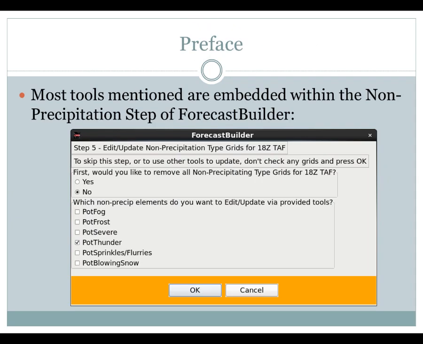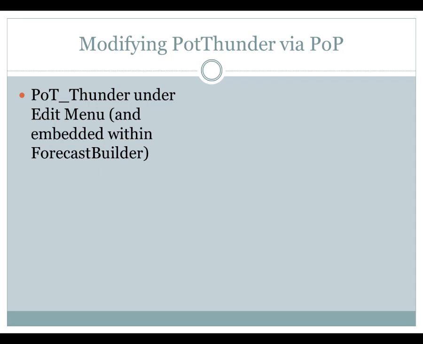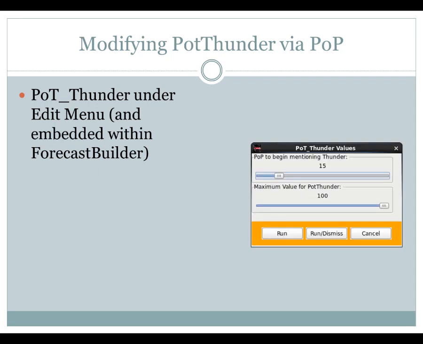Now to preface a little bit before getting into the tool discussion, most of the tools mentioned in the slides ahead are embedded within the non-precipitation type step of Forecast Builder, as shown here. The first one is about probability of thunder, and we're going to do this via POP. That can be done with the procedure pot_thunder located under the edit menu, and that's also embedded within Forecast Builder. And here's an example of what that looks like.